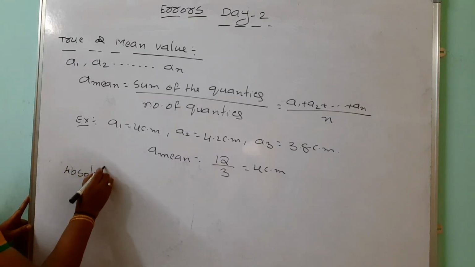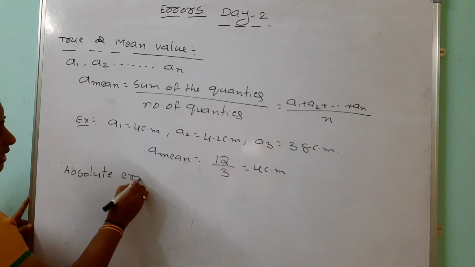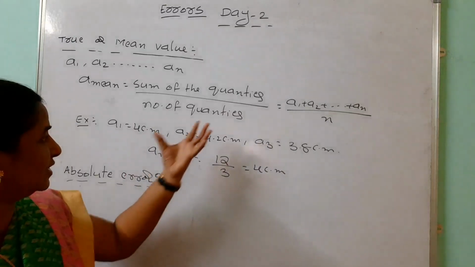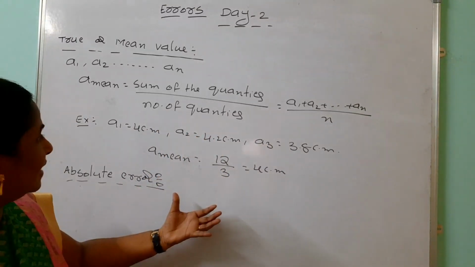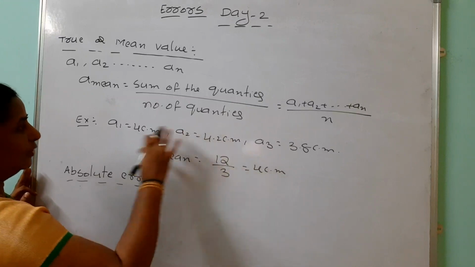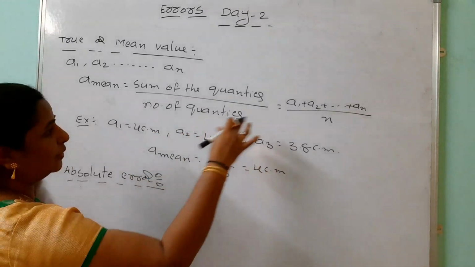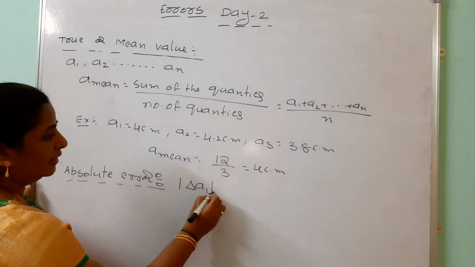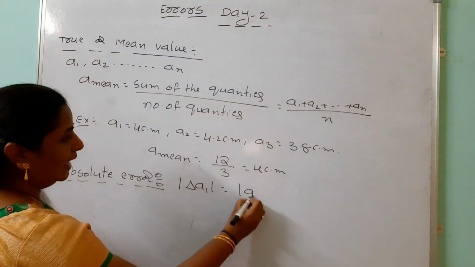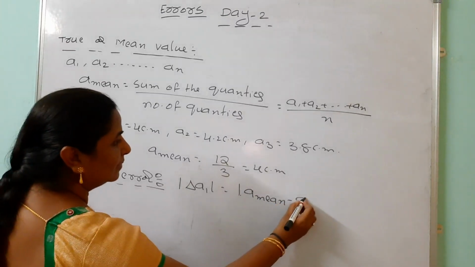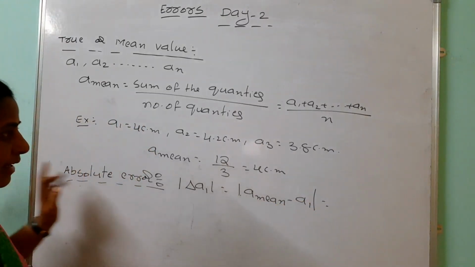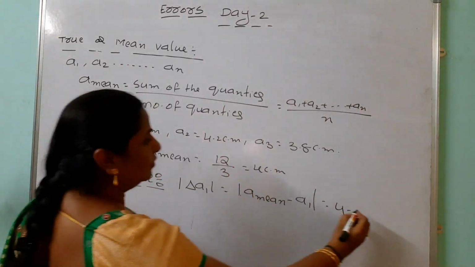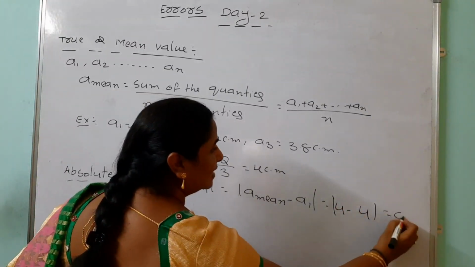Absolute error means we have to eliminate the error. For that we have to follow the techniques. First preference is the mean. Absolute error means individually we have to find out the error in A1, the error in A2, the absolute error in A3. Suppose the absolute error in A1, the formula is A mean minus A1. Already you know that A mean is 4. A1 is 4. So here the absolute error is 0.